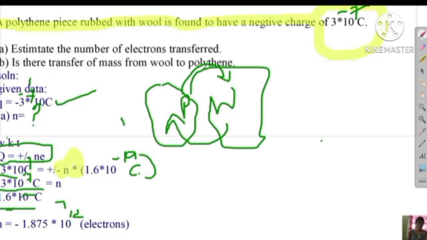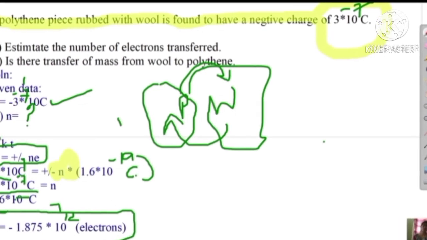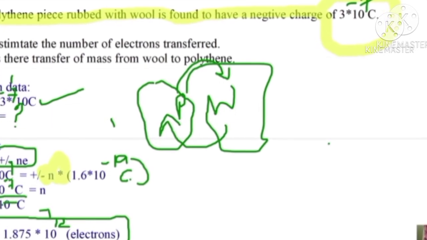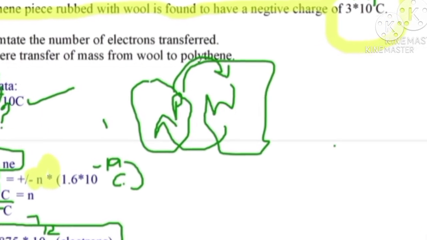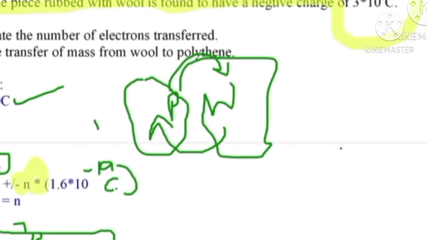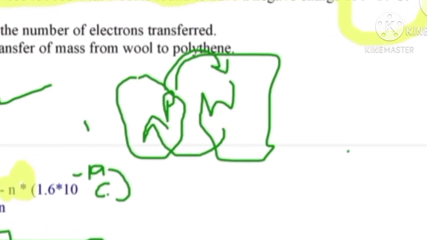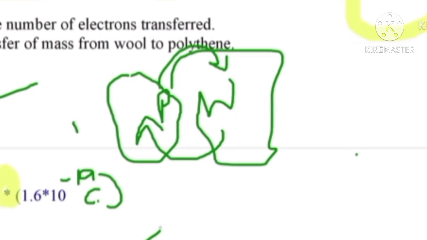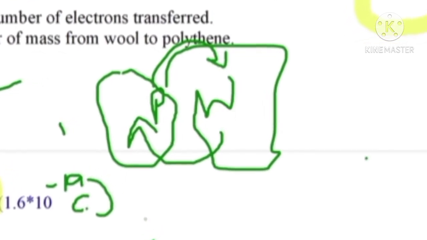n is equal to 1.875 into 10 to the power of 12. As it is minus, the negative symbol indicates a gain of electrons. So I have written here in brackets, electron. So what is the total number of electrons transferred from wool to polythene? That is 1.875 into 10 to the power of 12 electrons. Is it clear? I hope you have understood this problem, and please solve the same kinds of problems by taking assignment. Okay, thank you.